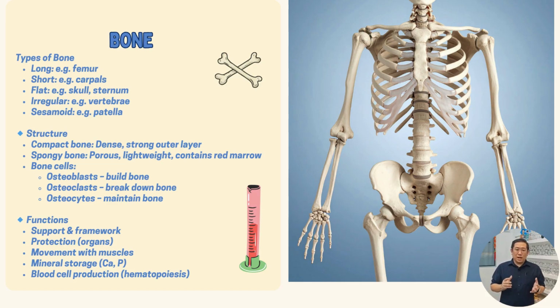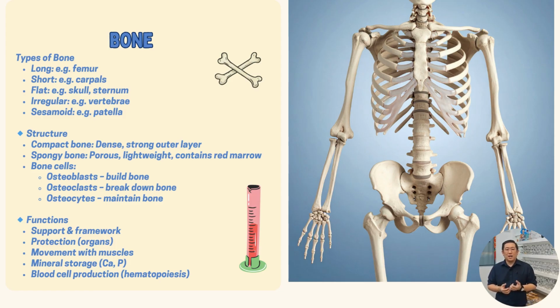Now let's look at the structure of the bone. The bone has 2 main layers. The compact bone is dense and strong, forming the outer layer. The second is the spongy bone, which is lighter and filled with red bone marrow that produces blood cells.